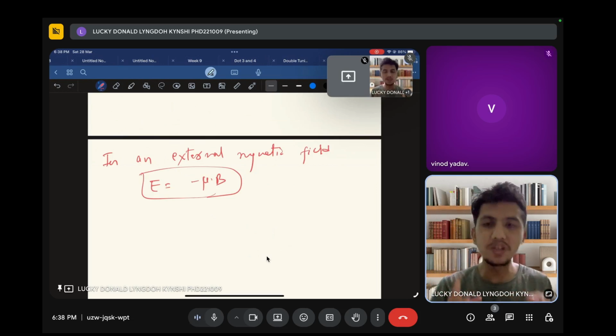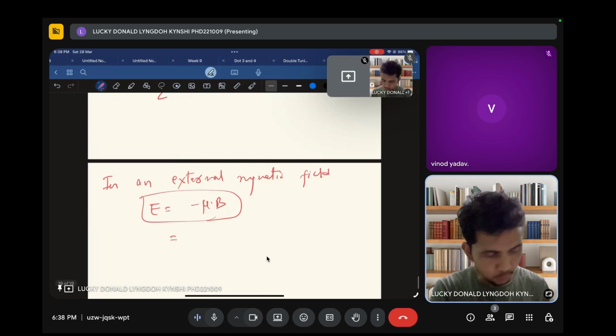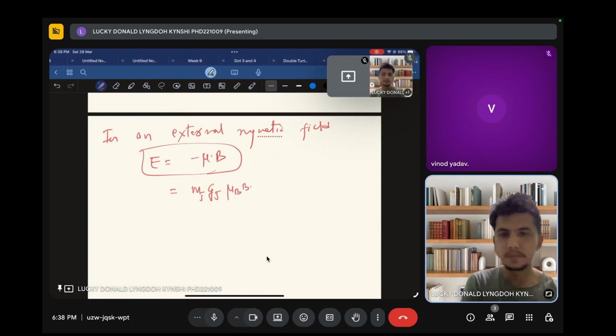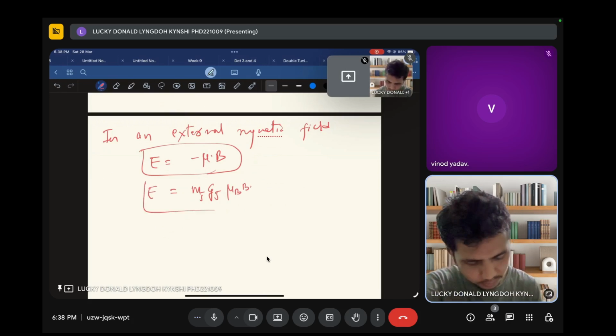I mean, the interaction energy will be given by the product of your magnetic moment and your magnetic field B, which means that minus of mu, you can take it from here. Minus of mu is already given here, GJ mu B J, which is equal to mu. You can take something like MJ GJ mu B B. Okay, so that means this is your energy.